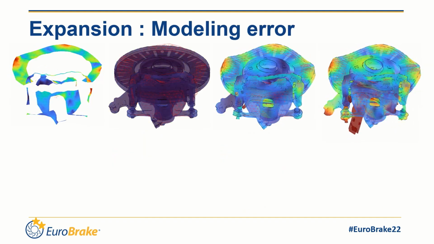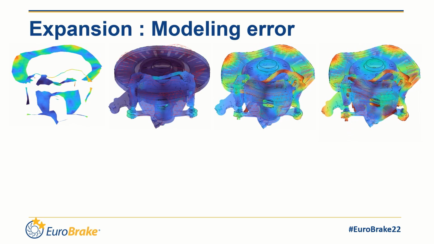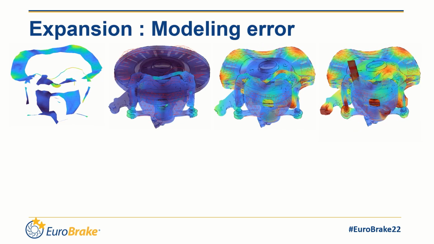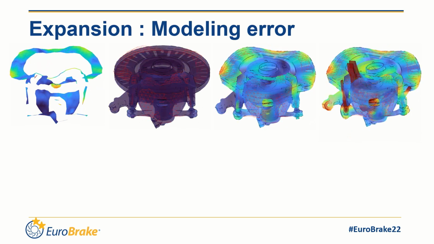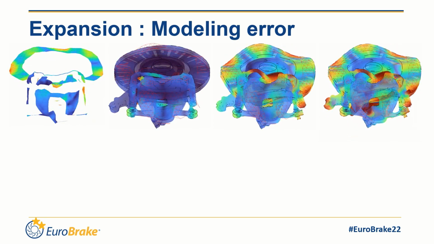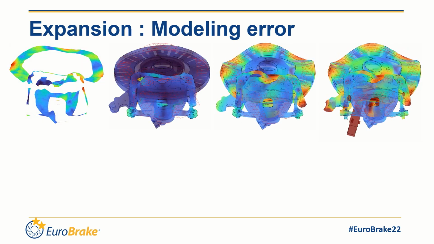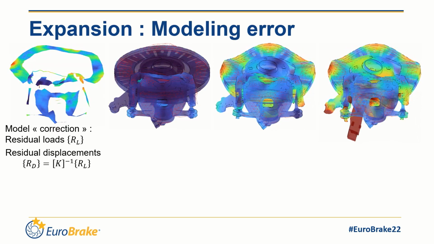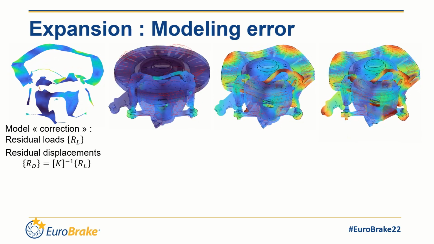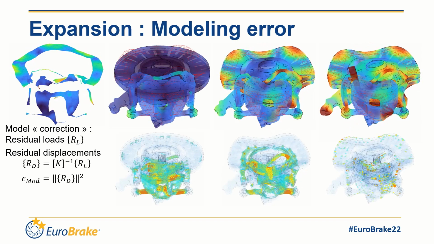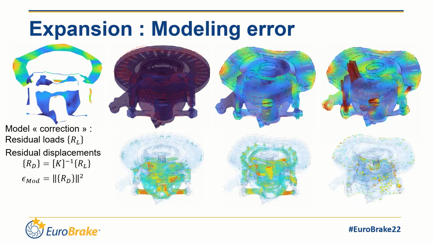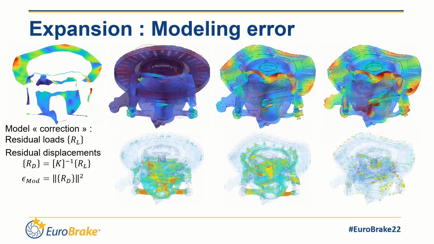The second criterion is the modeling error. The model dynamics never corresponds exactly to the real system, and to compensate for that, residual loads must be applied in the model to obtain the expanded shape. To measure the amount of residual loads, we first evaluate the static displacement they generate, and then we compute the associated strain energy. The modeling error corresponds to the total strain energy generated by the residual loads.